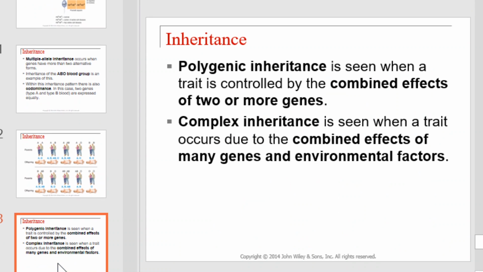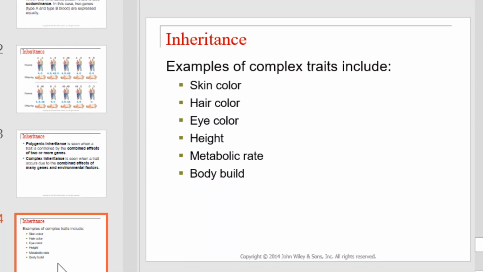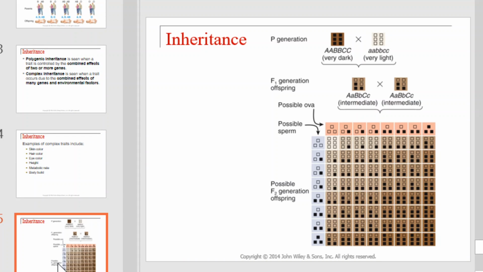Polygenic inheritance is seen when a trait is controlled by the combined effects of two or more genes. Complex inheritance is seen when a trait occurs due to the combined effects of many genes and environmental factors. Examples of complex traits include skin color, hair color, eye color, height, metabolic rate, and body build. This graphic illustrates complex hereditary patterns.